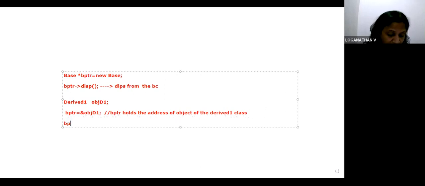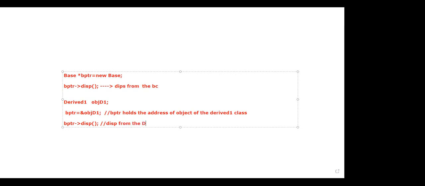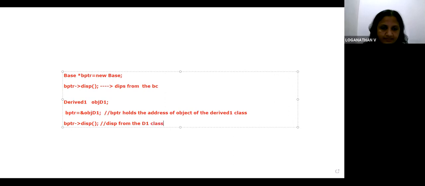So what we expect now, BPTR arrow display means, we are actually expecting it to display the display from the derived one class, D1 class, I'll say. But it will not. It will not. Reason, try to understand.